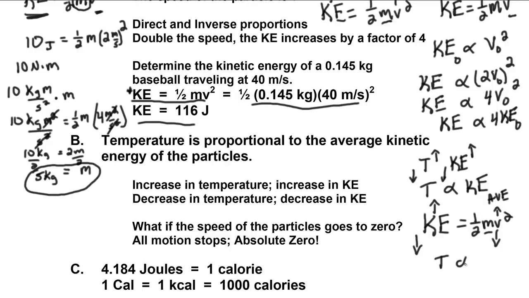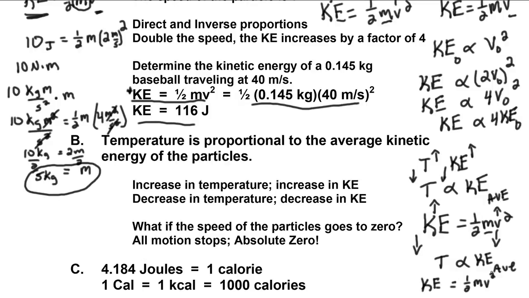Let me write this out again. Temperature is proportional to the average kinetic energy, and kinetic energy is equal to 1/2 mv squared. Now, high temperature, high kinetic energy. High kinetic energy, high speed. Low temperature, low kinetic energy. Low kinetic energy, low speed.